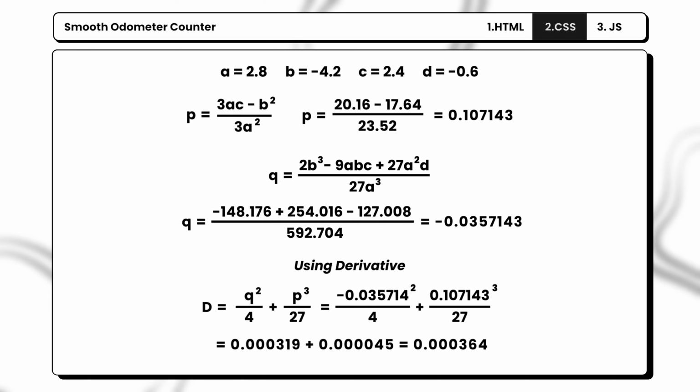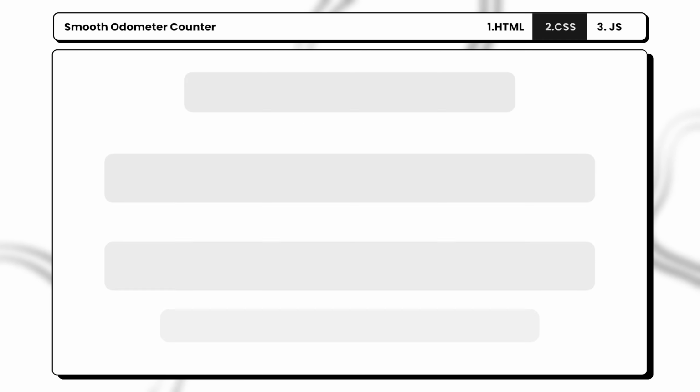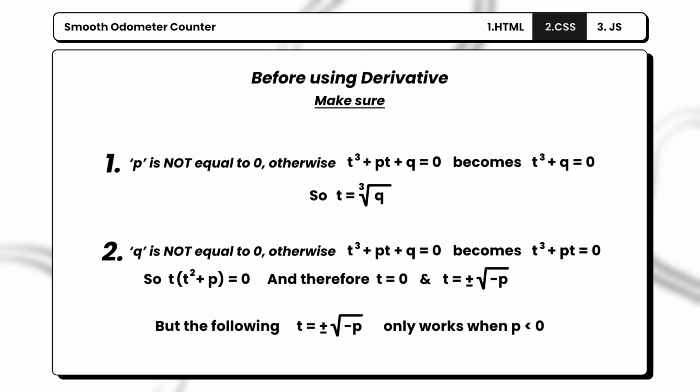But before we use it, we have to make sure that, one, p is not equal to 0, otherwise the equation t cubed plus pt plus q equals 0 becomes t cubed plus q equals 0. So t is equal to the cube root of minus q. And then we also have to make sure that q is not equal to 0, otherwise the equation becomes t cubed plus pt equals 0, and therefore t would be equal to 0 and the plus and minus of the square root of minus p.